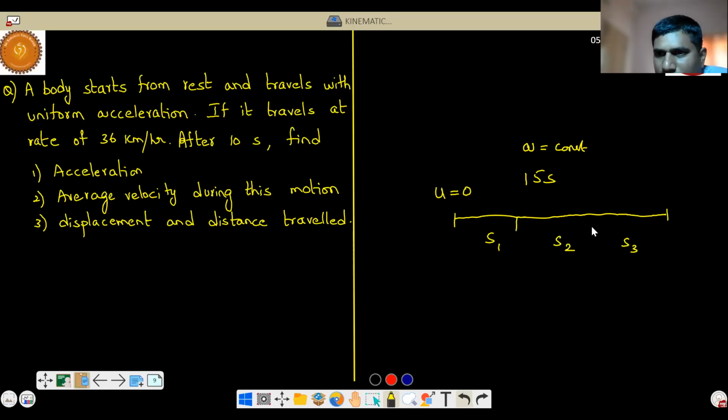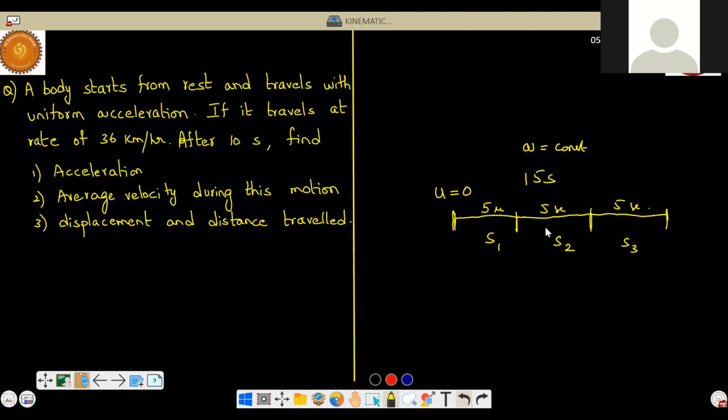Okay. S1, S2, S3 in the consecutive equal time intervals. That means the total time is how much? What is the total time? 15 seconds, sir. Correct. Now equal seconds means what? This is 5 seconds, 5 seconds, and 5 seconds. Correct? Yes, sir. I understand. Now they're asking what is the ratio of S1 to S2 to S3.